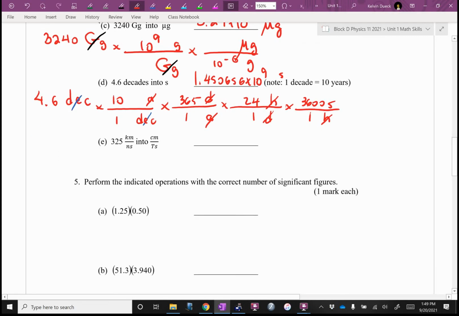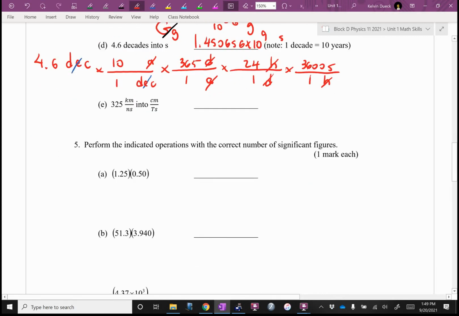Ooh, E. Gonna write down what they gave me as a 2-level fraction. So I'm gonna write down 325 kilometers over nanoseconds. Okay. Danica, I got to get rid of kilometers and I got to get rid of nanoseconds. Pick which one do you want to do first.